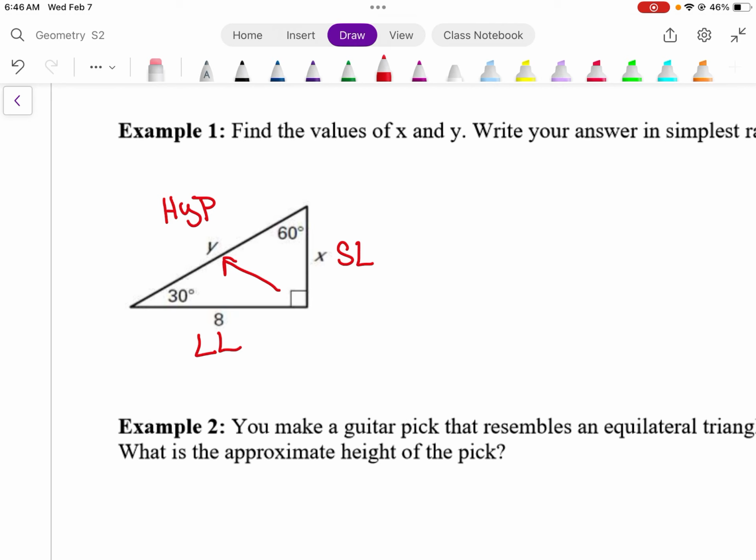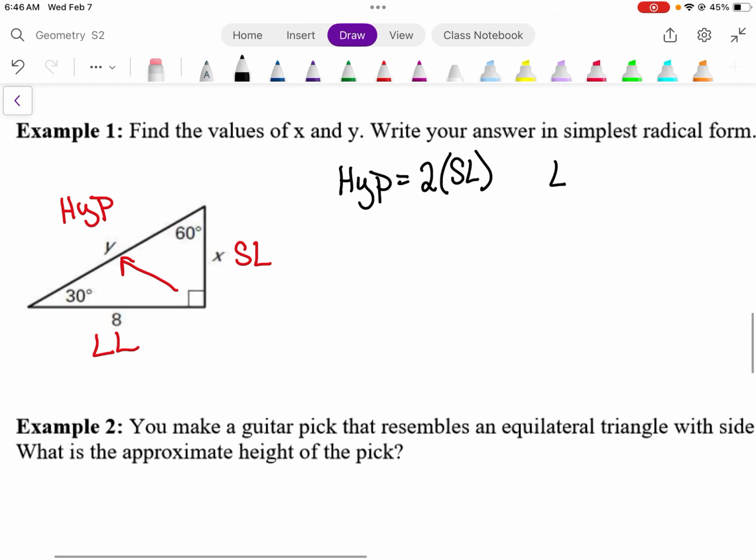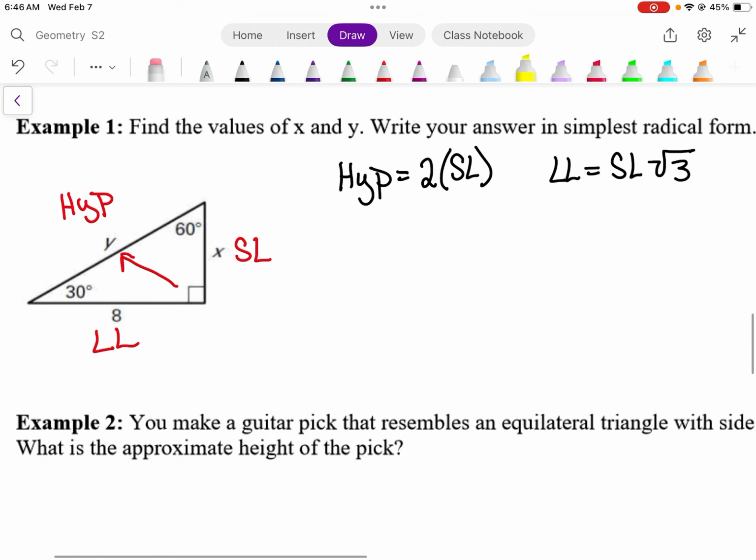So short leg is always opposite of 30, long leg is opposite of 60. And our two equations we have is that the hypotenuse is equal to 2 times the length of the short leg, and our long leg is equal to the short leg times the square root of 3. So if we look at what they gave us, this is going to tell us what equation we're going to start with. They told us the length of the long leg. So we're going to go ahead and plug that into our equation.